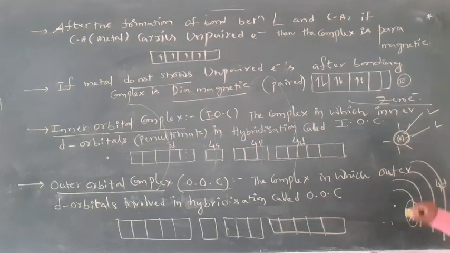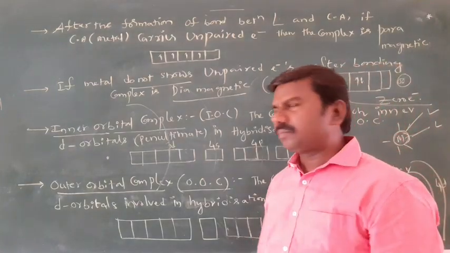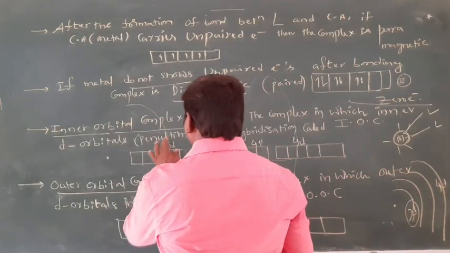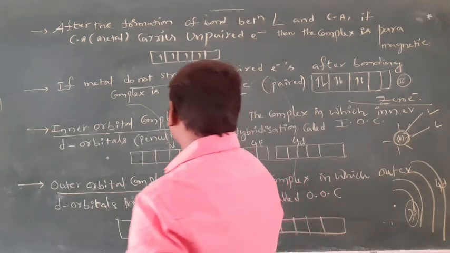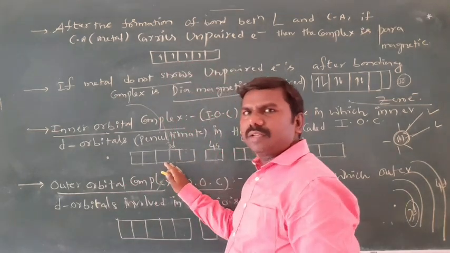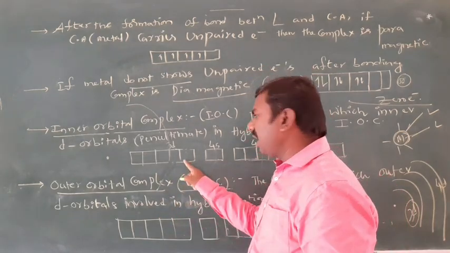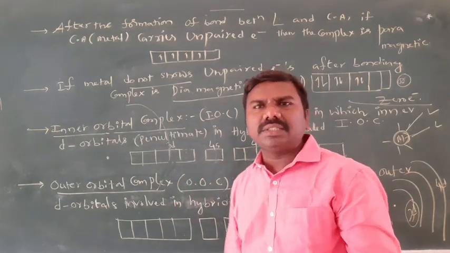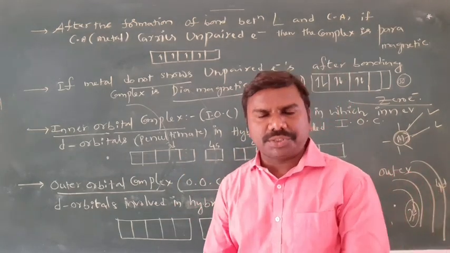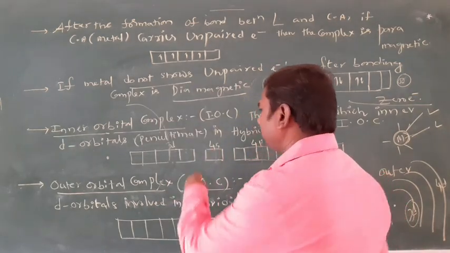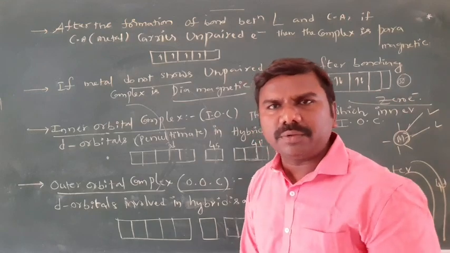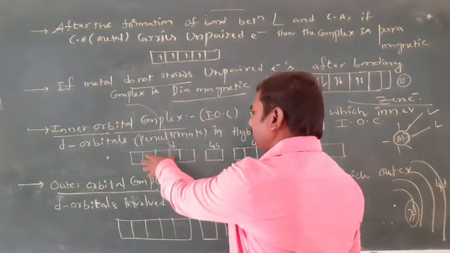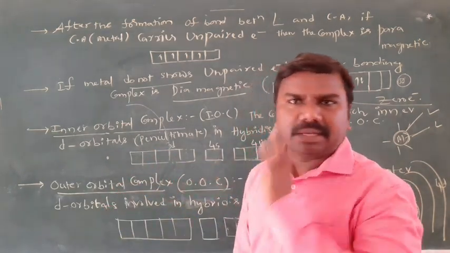If inside 3d orbitals are involved in bonding, that is called inner orbital complex. So in inner orbital complex, how will we write? These inside d orbitals are involved. It means here one is left, the remaining are paired, just imagine. So d2sp3, based on requirement, they undergo hybridization. 4 bonds are required: 1, 2, 3, 4, dsp2. 5 required: 1, 2, 3, 4, 5. 6 required. You'll observe all this with examples.